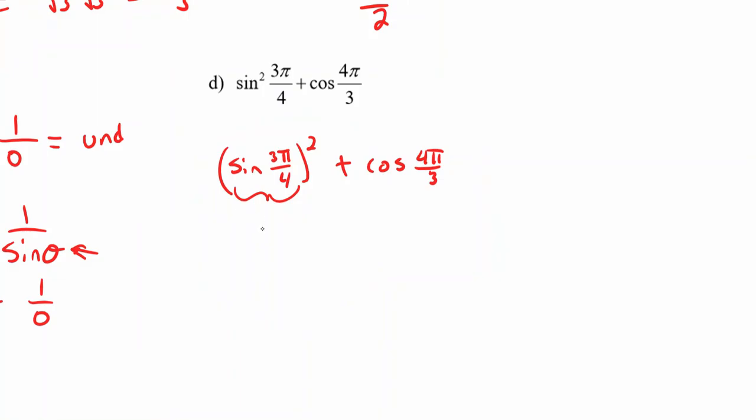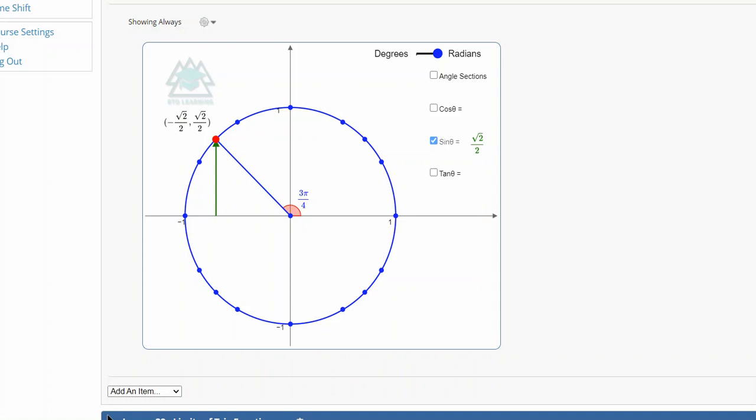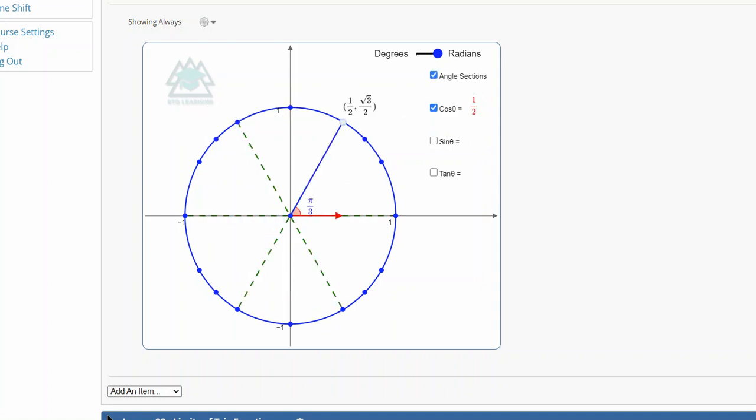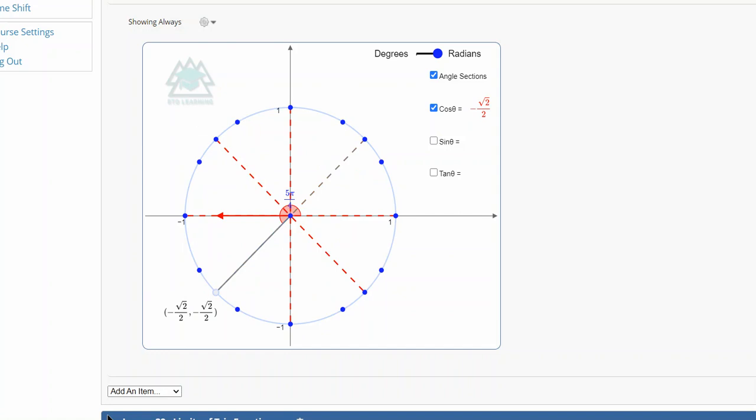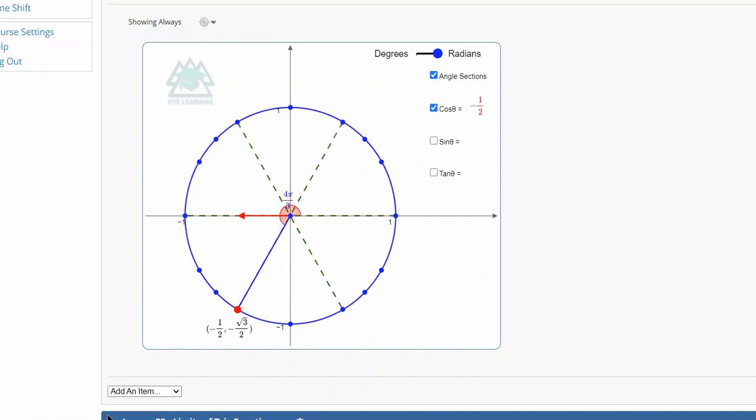Okay, so this is going to be root 2 over 2 squared plus, and then cos 4 pi over 3. So 4 pi over 3. Remember our pi over 3s were, this spot, right? So this would be like over 3. So we got 1 pi over 3, 2 pi over 3, 3 pi over 3, 4 pi over 3. There we go, 4 pi over 3.